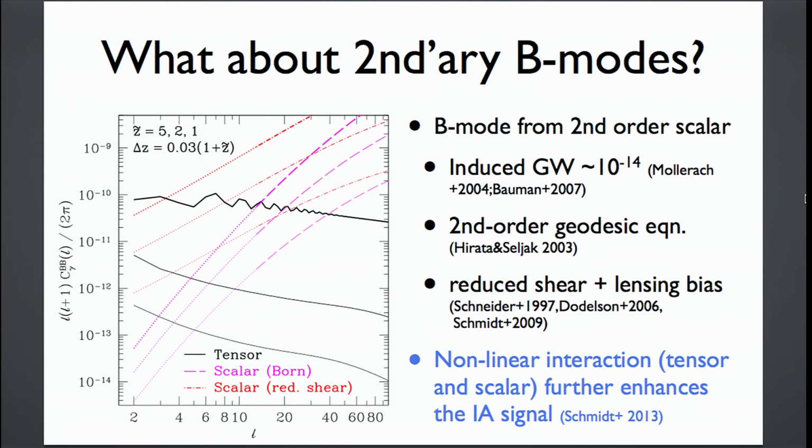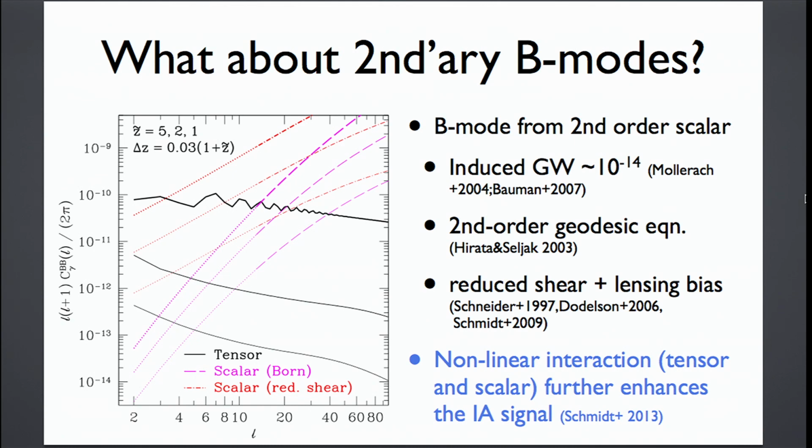And the second thing is the second-order geodesic equation, meaning that usually in the weak lensing calculation, we assume that the geodesic is a straight line and we perturb it. But then in the second order, beyond the Born approximation, there was a calculation done by Hirata and Seljak in a 2003 paper, and that we plot here as a purple line. And again, this effect is big on small scales, but drops down on large scales.